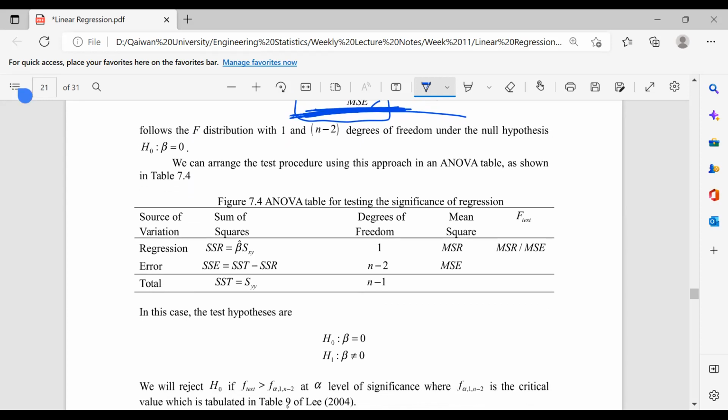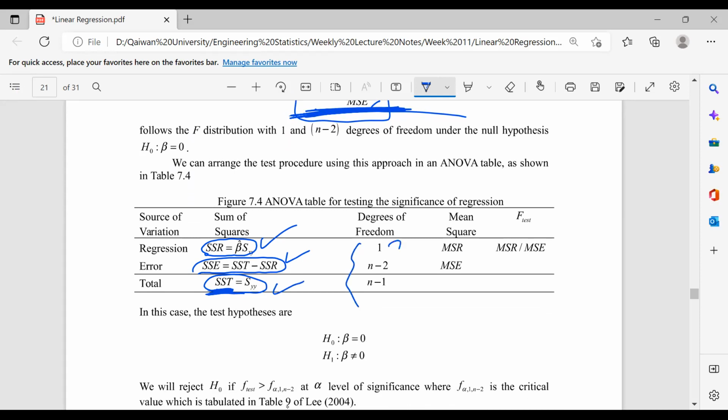In the table, here we write down SSR. And here we write down SSE. SST is the sum of squares total, which is S sub yy. We find beta hat times S sub xy here. And here we have SST minus SSR. And this is SST, which is S sub yy.